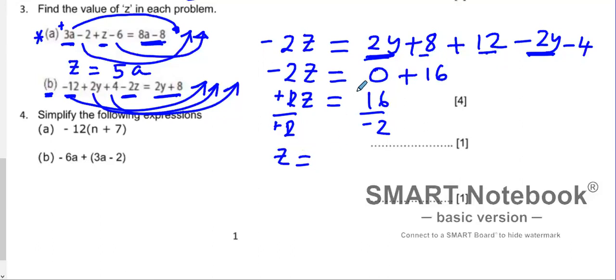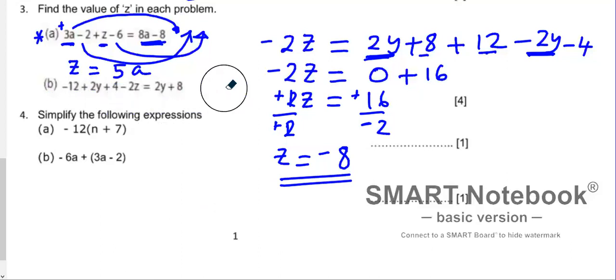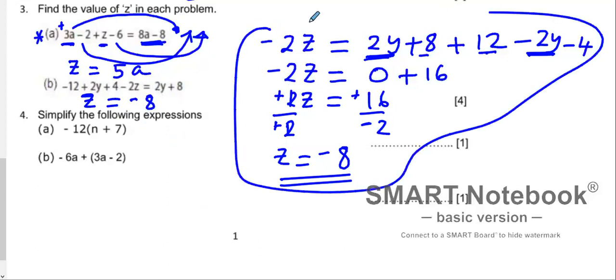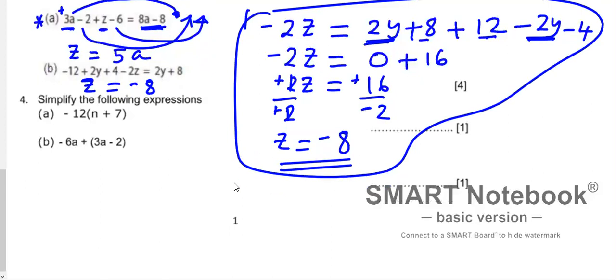That z equals, positive divided by negative is negative. 16 divided by 2 is 8. So z equals negative 8. So part B here, you simply write z equals negative 8. Show the working. This is the working, because without working, there's no marks for that. Right? I hope that helps and is understood. So let me continue with the next part.